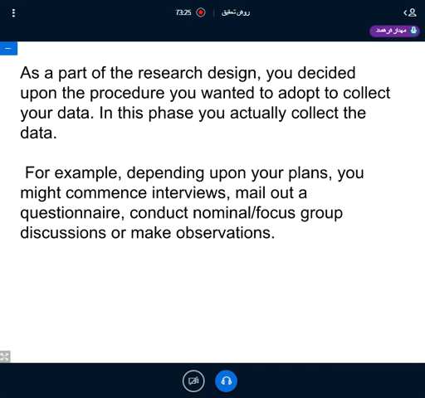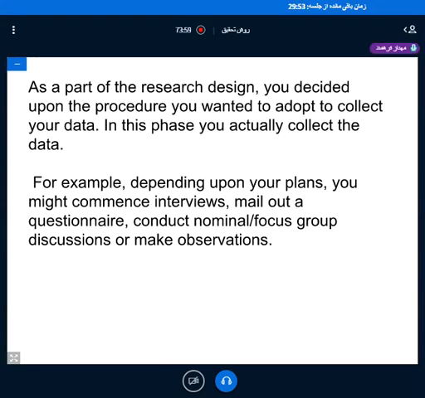For example, depending on plans. So the plans are very important. The designs are very important. Maybe we need interviews. Maybe we need questionnaires. Questionnaires are one way for collecting the data in some researchers or studies. Conduct nominal focus group discussions or make observations are another way of collecting data. So please note the way of collecting data is very, very important.